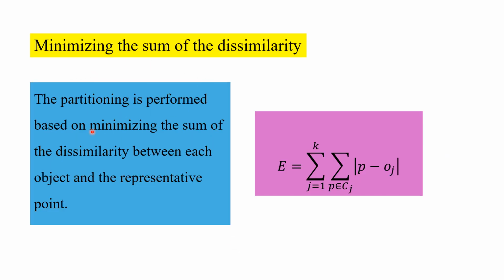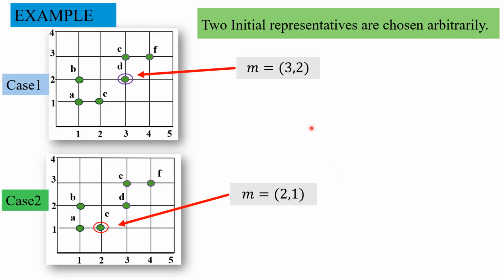So the aim is to minimize the sum of the dissimilarity between each object and the representative point. See here, P is the object of cluster Cj and Oj is its representative point. So we compute this for one cluster and sum it up for all the clusters. Now we go through an example where we take two cases. The representatives are chosen arbitrarily. First time we choose D and in the second case we choose C. So the medoid here is 3, 2 and the medoid in the second case is 2, 1.